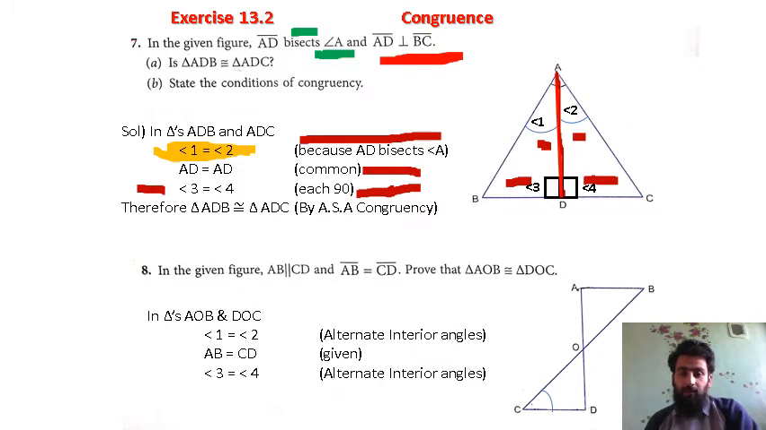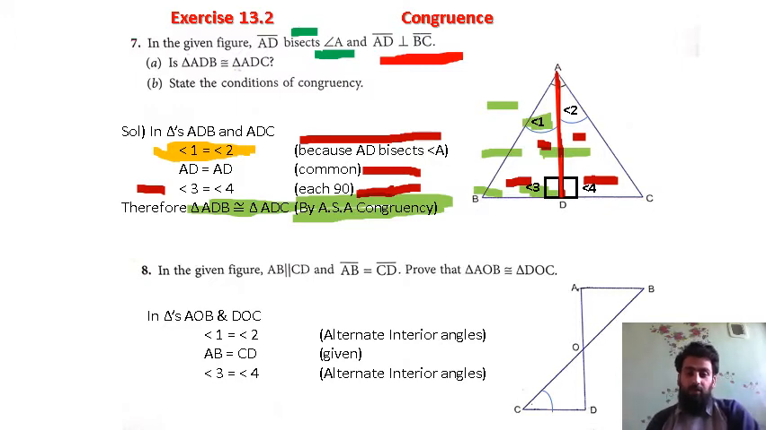Now if you look at this, which components have we shown equal here? We have shown that an angle is equal, a side is equal, including side, and one more angle is equal. Which congruency is this? Angle, side, angle. Yes, so therefore the two triangles are congruent to each other by the angle, side, angle congruency condition.